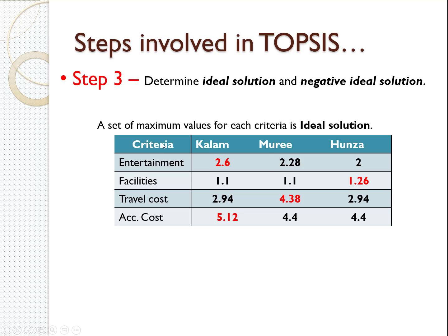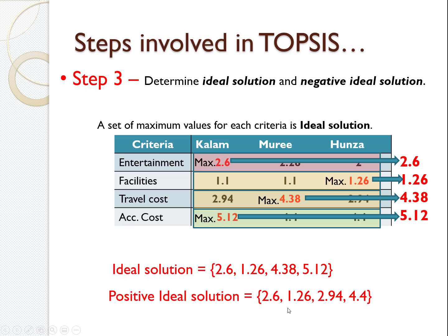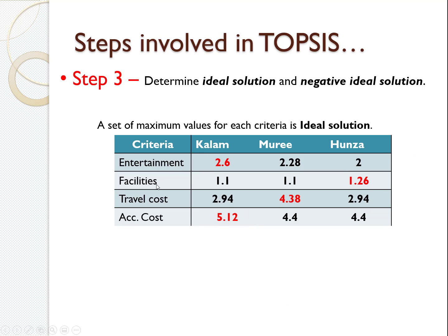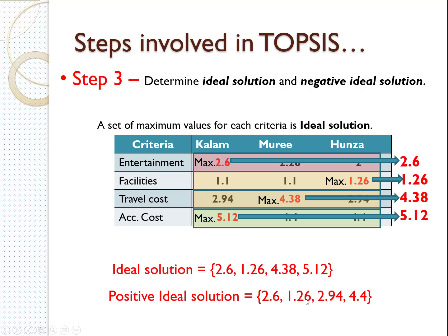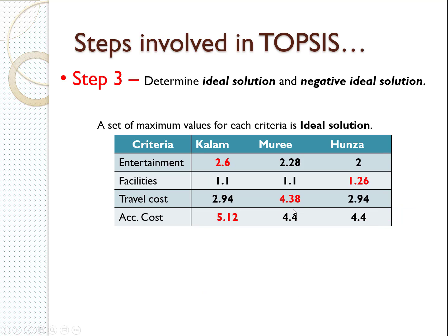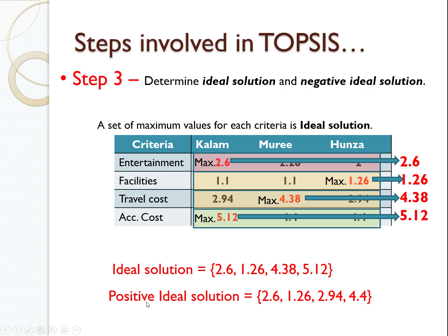Which one is the maximum in this one? Because for entertainment, we want to be entertained as much as possible. So for benefit criteria, which one will be the ideal solution in this one? 2.6. Similarly, facilities is another benefit criteria. So which one is the maximum one? This one, the red one, 1.26. Travel cost, this is the maximum one, but we will be looking for the minimum value of this because this is a negative criteria, I mean a cost attribute criteria. So we will choose the minimum one. Which one is the minimum? 2.94. Similarly, which one is the minimum in this one? Because for accommodation we will be looking for the minimum cost. So which one? 4.44. So these are basically our positive ideal solution.